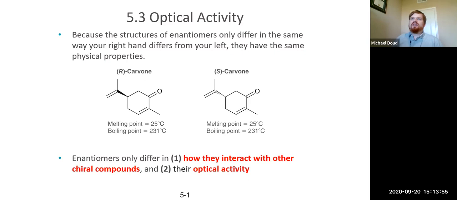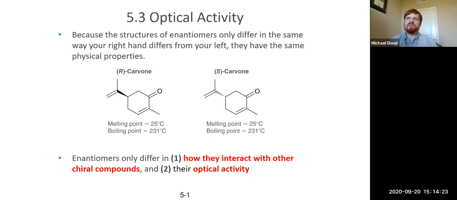I felt like that was a long lecture that we just went through, so I hope you took some time to look through it. Now we're going to talk about a few differences, and why it's important that we have these chiral compounds. I already mentioned their biological activity. That's what we're talking about here: enantiomers differ in how they interact with other chiral compounds, and also in their optical activities.